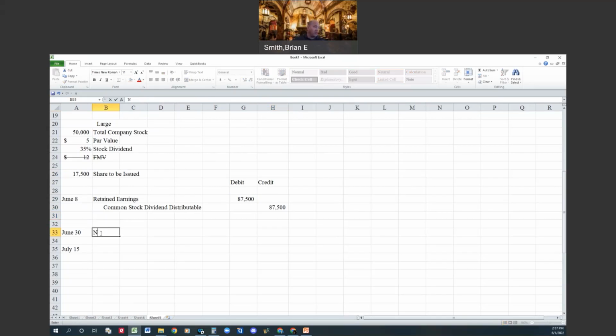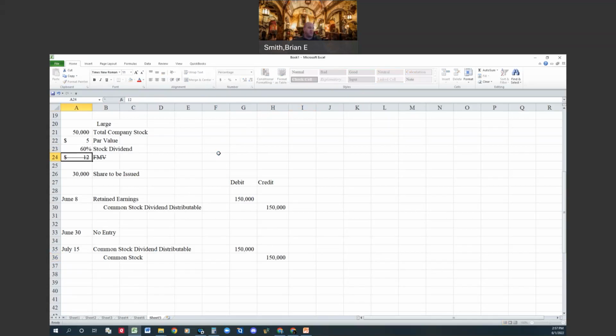Date of record, again, is no entry. And then on the date of payment, it's common stock. That's it. Then again, we can calculate this. We don't need to recalculate at all because there's nothing to do math-wise. It's just the same number.